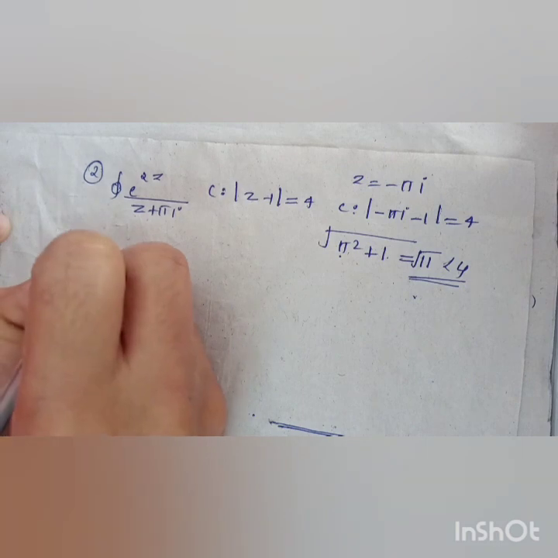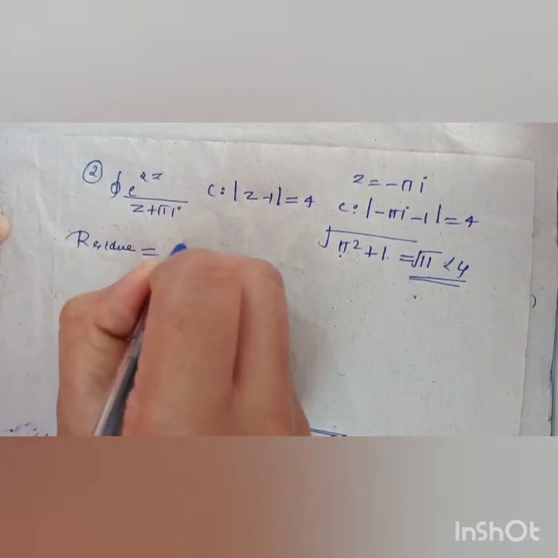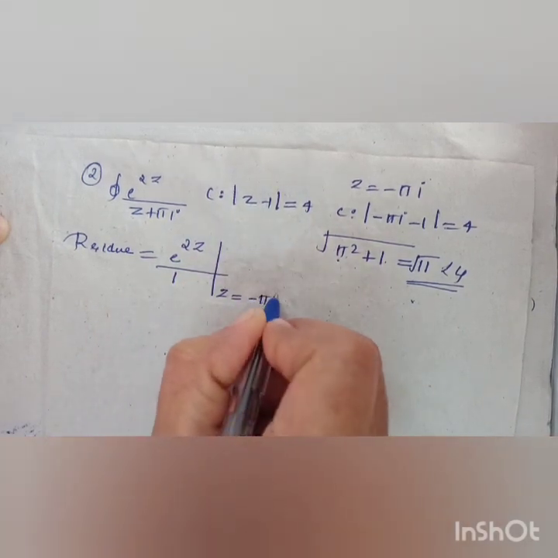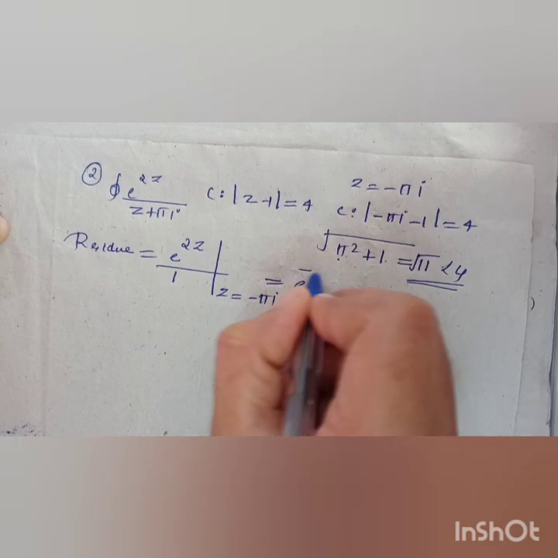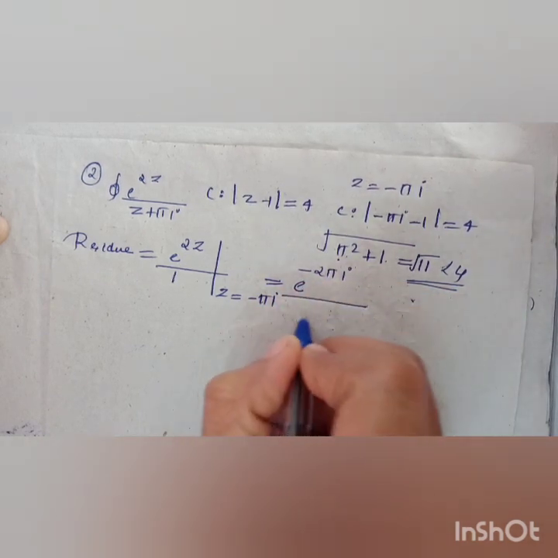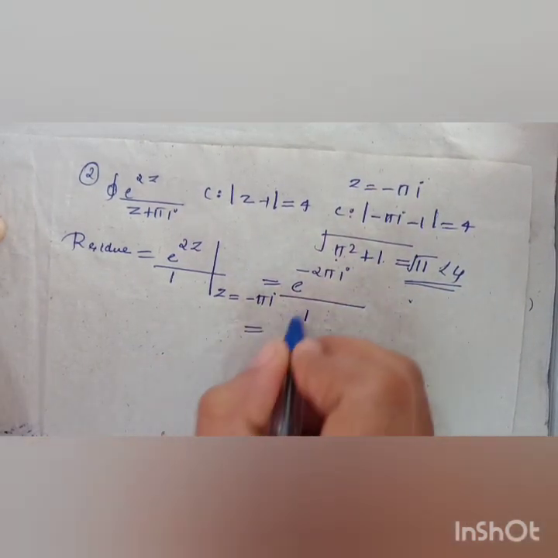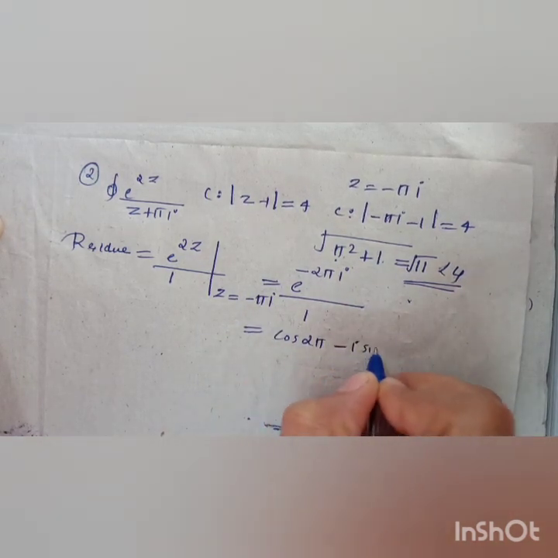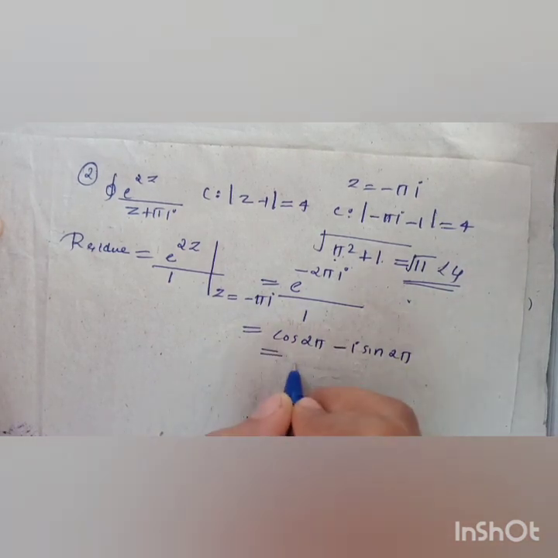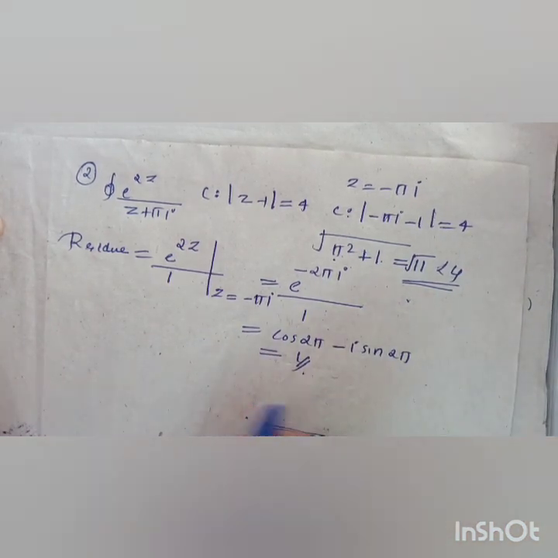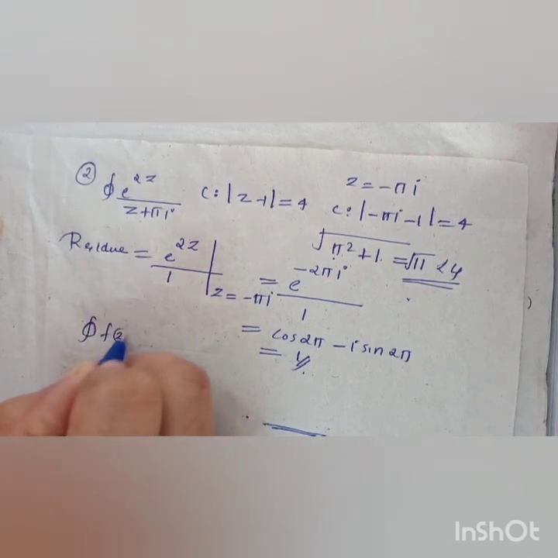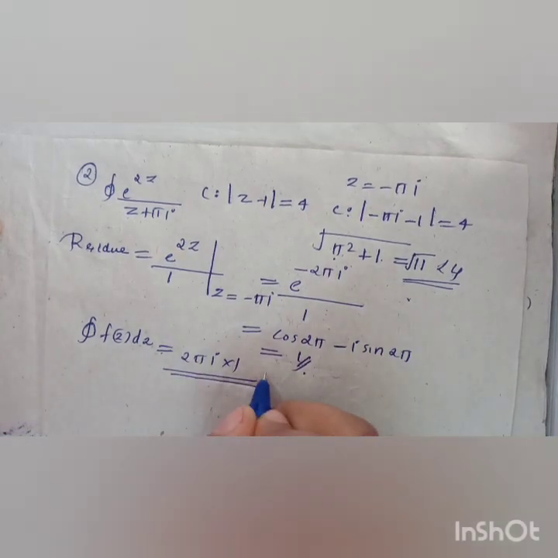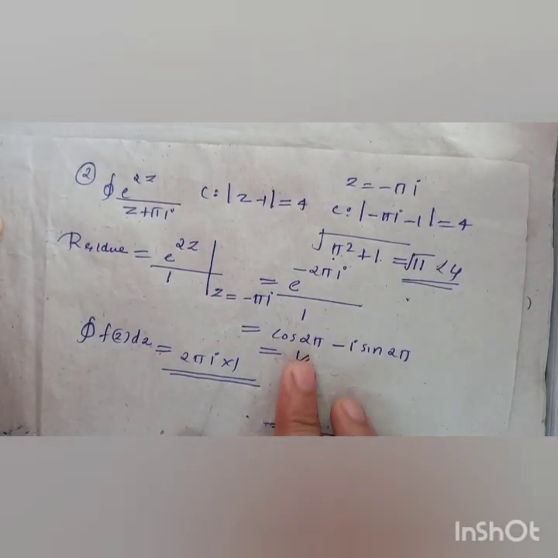So the residue of the function e raised to 2z divided by 1 at z is equal to minus pi i is e raised to minus 2 pi i divided by 1. So cos 2 pi minus i sin 2 pi. Cos 2 pi is equal to 1. So the residue is equal to 1. So the contour integration of the function is 2 pi i into 1, that is equal to 2 pi i. Okay, so this is the answer for this question.